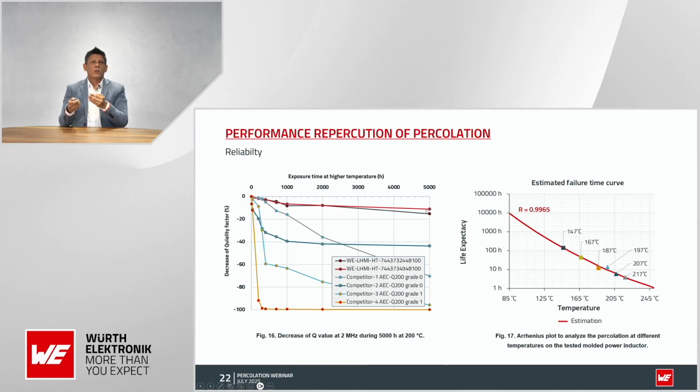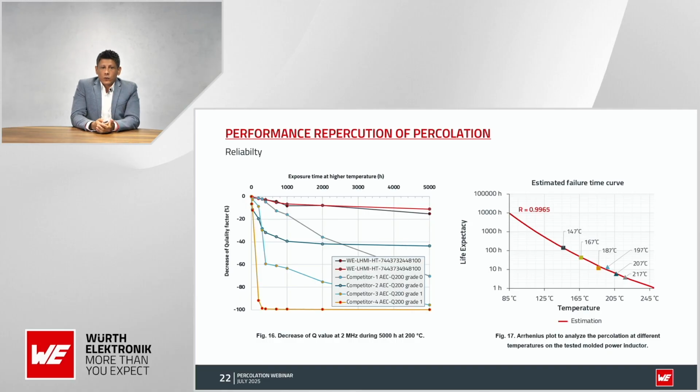But we can see that for this scenario, a size 1040, you need to reach around 40% decrease of the Q value to double the core losses. So maybe it's something that we can handle, but we are totally transparent with you that the phenomenon can appear if you expose the components to higher temperature.